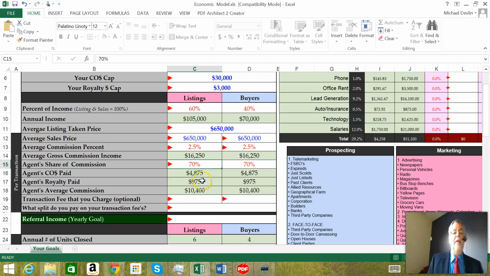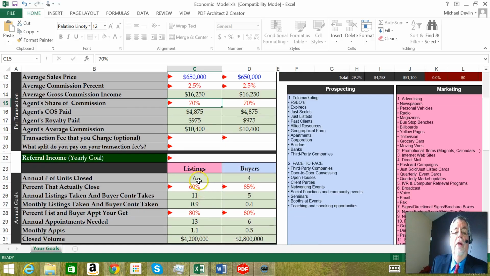Now, what that would mean is that you would pay $4,875 in company dollars on each transaction, so $975 to Keller Williams International. You would be getting $10,400, and notice the breakdown. That would mean 6 listings and 4 buyers. So that's not a huge difference from what we came up with in the last one.